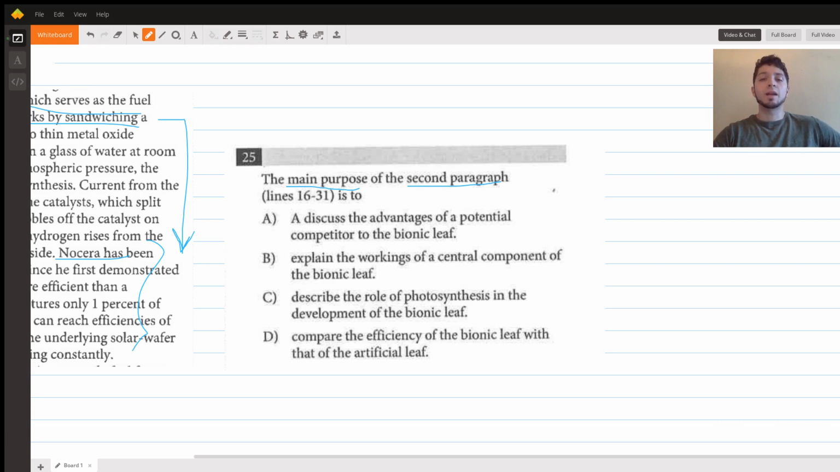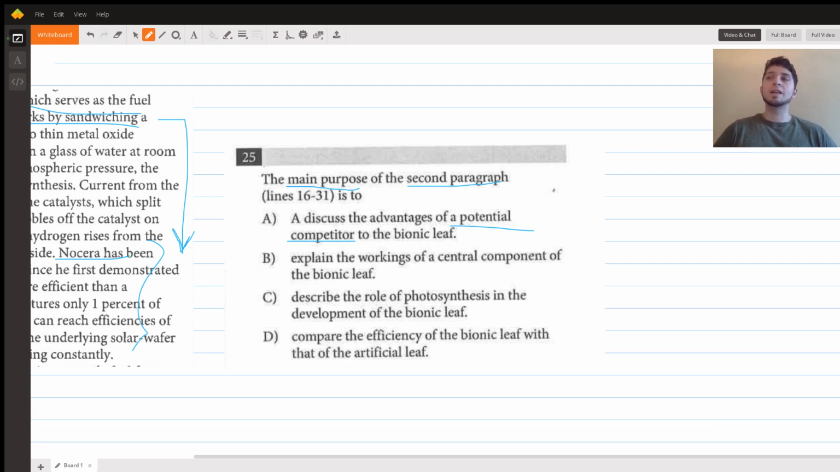The only way that this would make sense is if we would frame basically the artificial leaf as a competitor to the bionic leaf. But that's not really the dynamic, or that's not really the relationship between the two leaves. Basically, the artificial leaf serves as the fuel source of the bionic leaf, so it's actually a part of the bionic leaf, and they don't sit side by side as competitors.